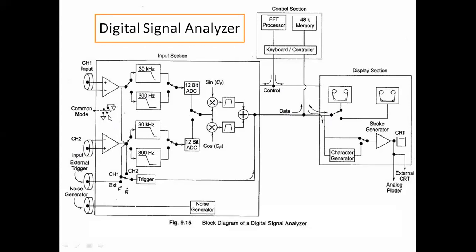So that is correlation. Okay. So in this we have other options also, the common mode signals, and here we have external trigger. So we can also apply the trigger from the external, and internal trigger is also there. Internal trigger, and we have a noise generator. So with the noise generator, we can also analyze.